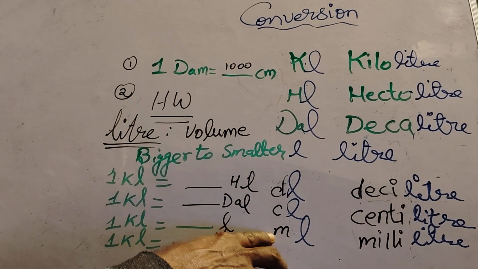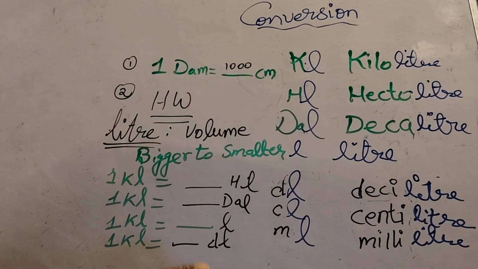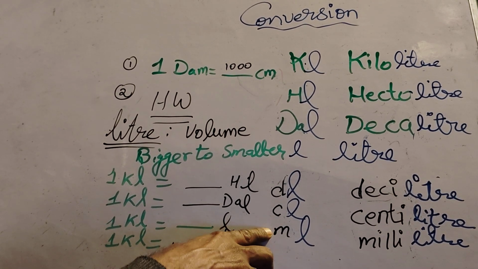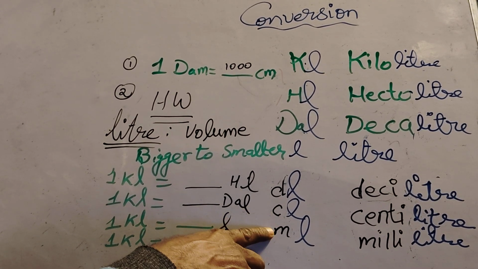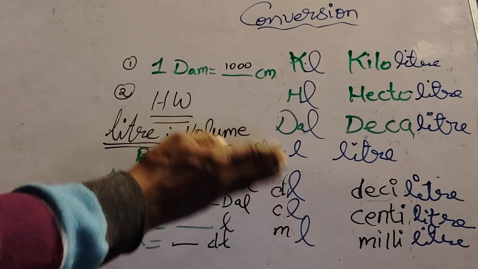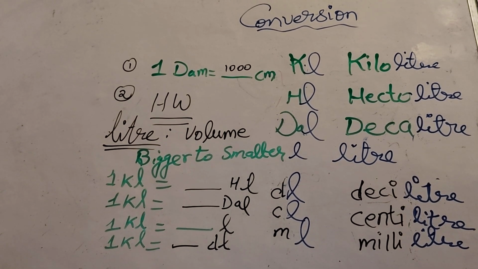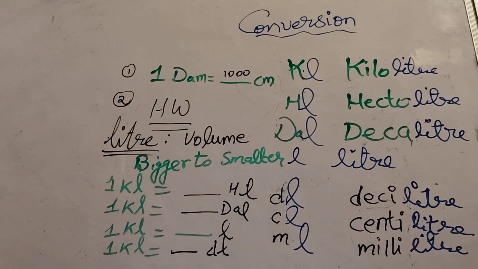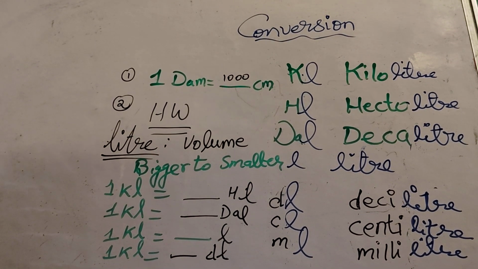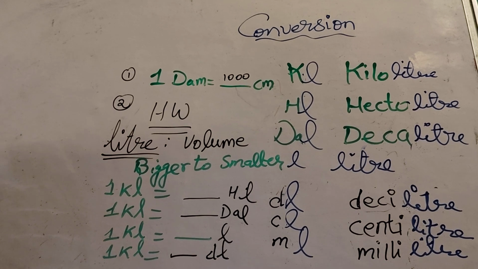Then from smaller to bigger you will make a second chart, which uses division. So 1 milliliter equal to how many centiliter, 1 milliliter equal to how many deciliter. From smaller to bigger we divide, and that you make as the second chart. So it will completely cover our topic of volume and liters. Okay, I got it.